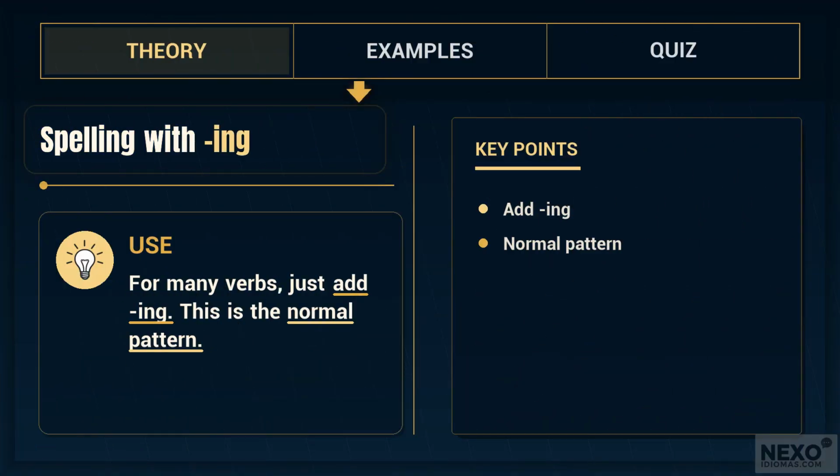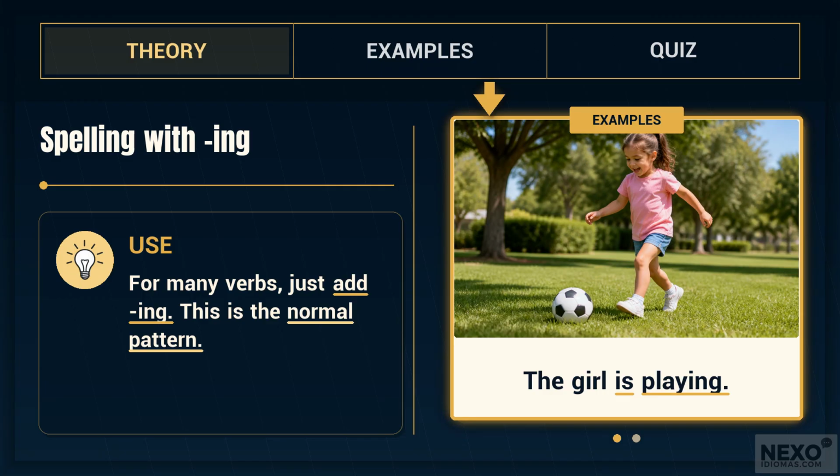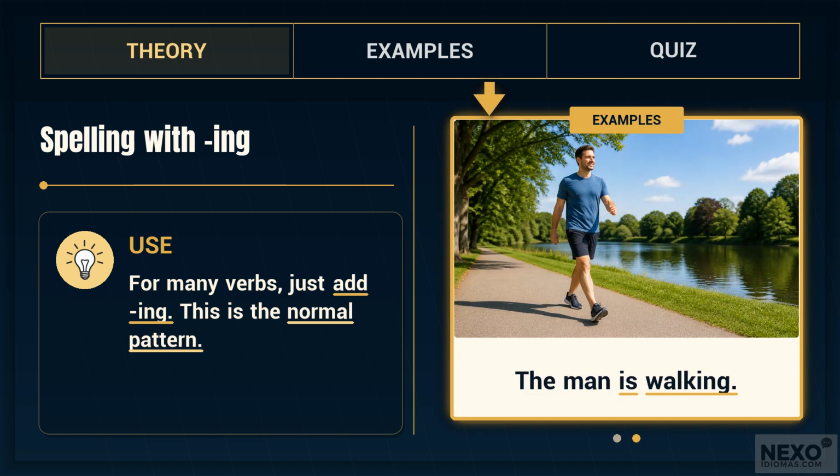Spelling with ing. For many verbs, just add ing. This is the normal pattern. Example. The girl is playing. Example. The man is walking.